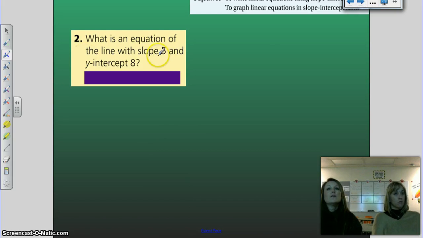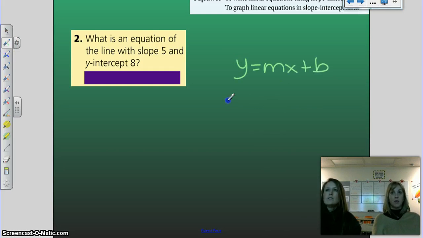All right, so what is an equation of the line with slope 5 and y-intercept 8? So y equals mx plus b. Same thing, guys. Plug in a slope. It says slope is 5, so plug that in for the m. So y equals 5x, and then it says 8. It's a positive 8, so it'll be plus 8. And then check, and we got it.